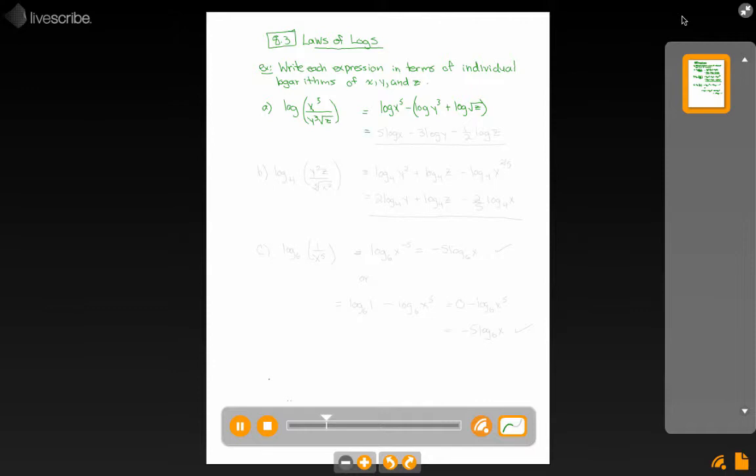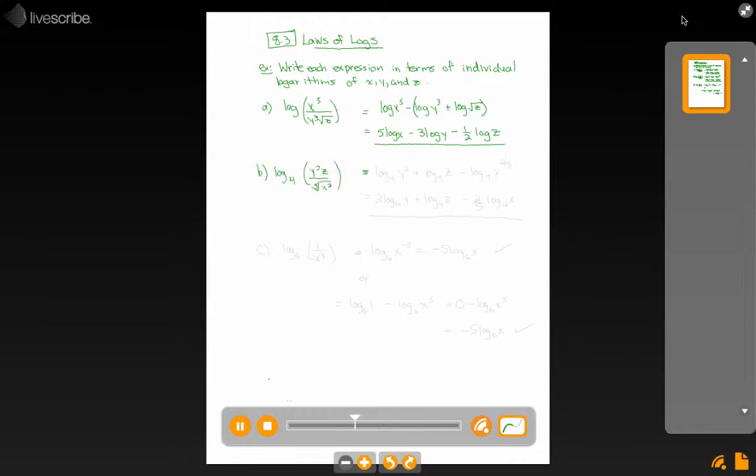If I keep going with my laws of logs, I can say, well, this one is 5 times the log of x, because that exponent can come out front, minus 3 log of y, minus, now root z is the same as z to the 1/2, so 1/2 log of z. And now we have what they've asked us to do, which is we've written the expression in terms of individual logs of x, y, and z.